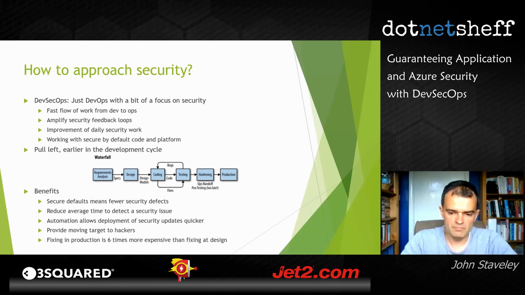Providing a moving target to hackers has been proven in various studies to mean that it's more difficult for them to hack you because your system's changing more rapidly. If you've got a system that only changes every 6 months, then it's a lot easier to hack. And of course, the old one, fixing production is 6 times more expensive than fixing in design. So we need to catch those security defects as soon as possible.